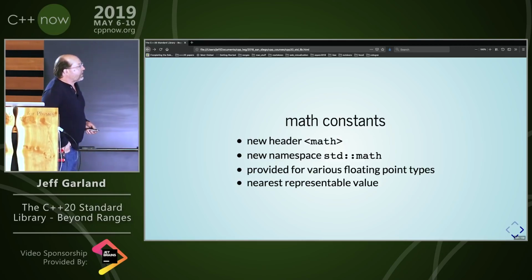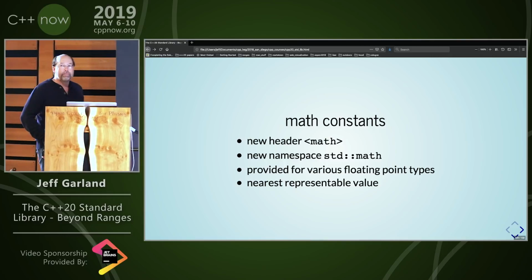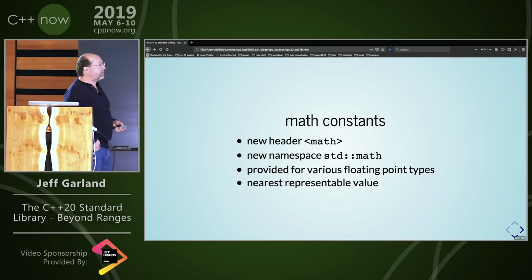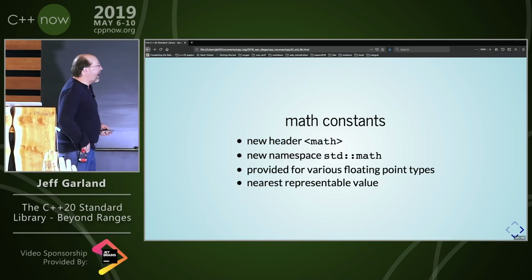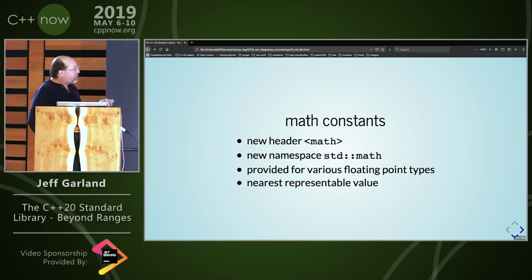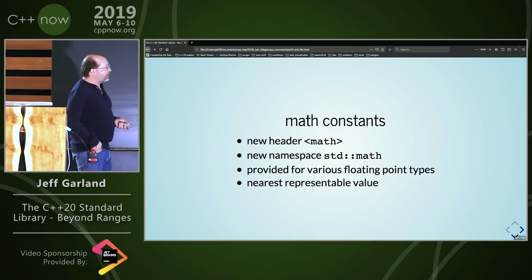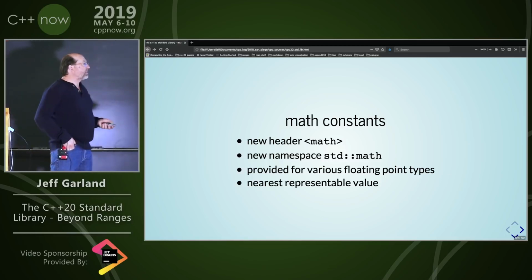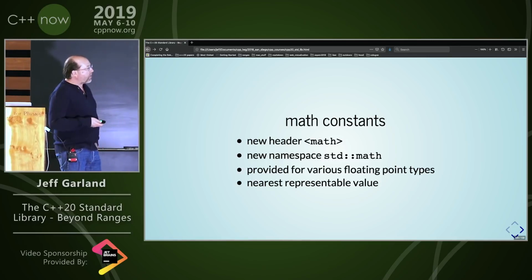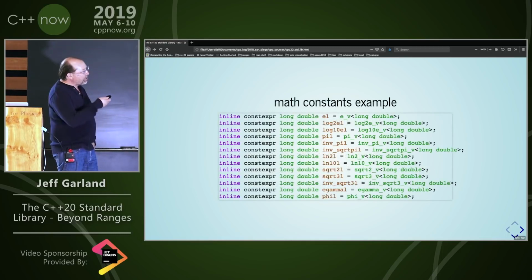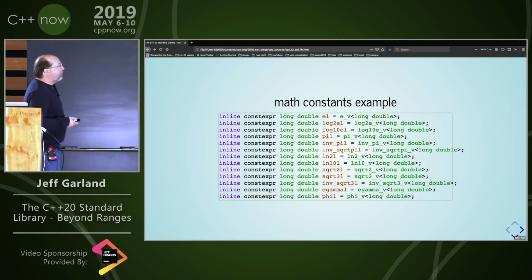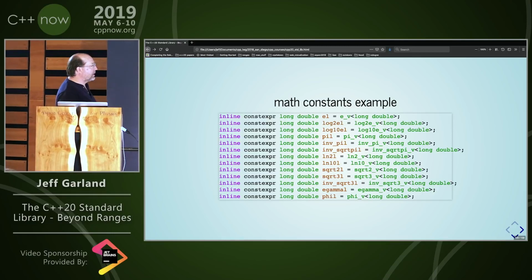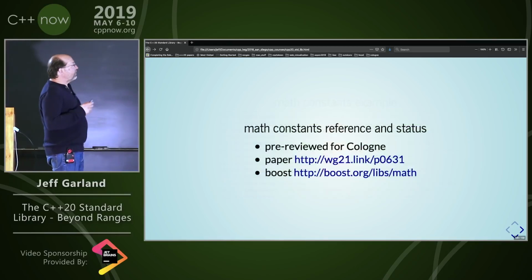So, miscellaneous topics, math constants. Question, how many people need pi and other math constants? Quite a lot. Interesting. So there's a new header called math. There's a new namespace called std::math. And it provides a whole series of floating point values, to the nearest representable value for that particular type. I'm showing you long double. There's float. There's double. Incantations of these things. And so I don't think this is even the complete list. There's a long list of them.